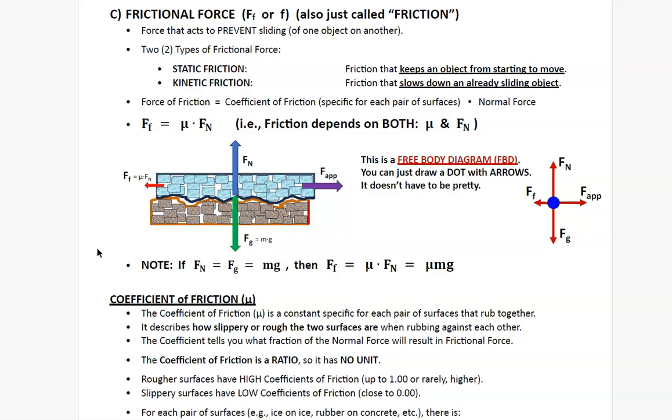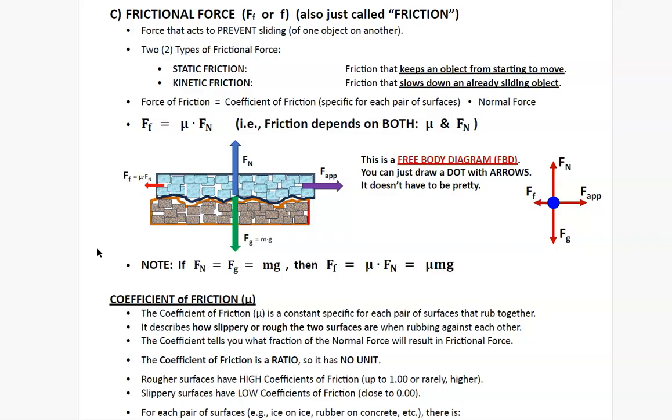So when you're sliding a box on the floor, or a bottle on the ground, or a brick on another brick, all of those will result in some form of friction. And friction comes in two basic types. We're not going to go too much in detail in this course about the two types, but the two types are called static friction and kinetic friction.